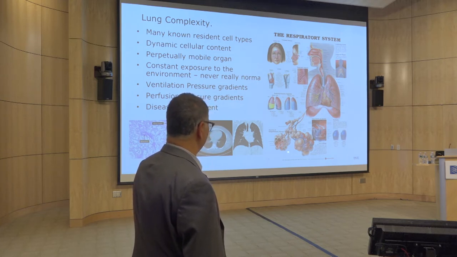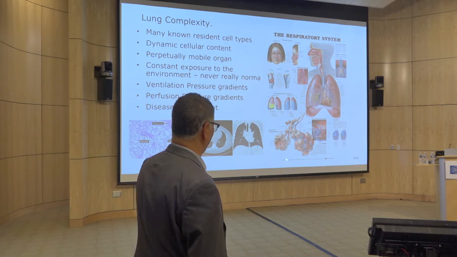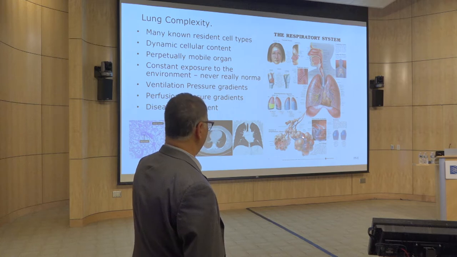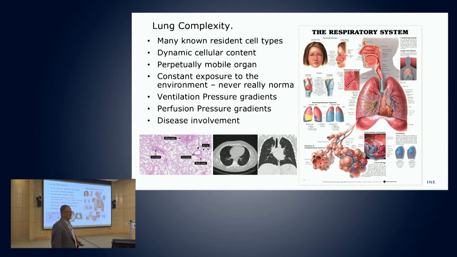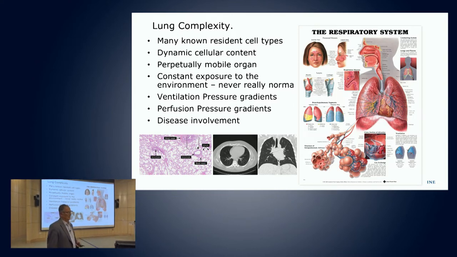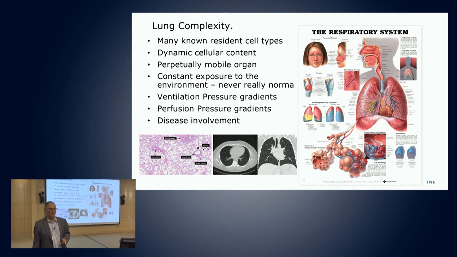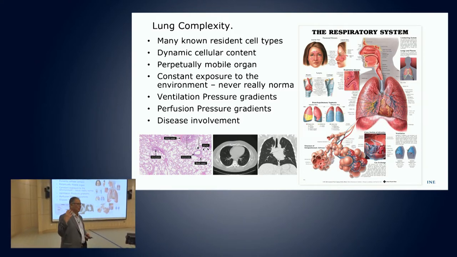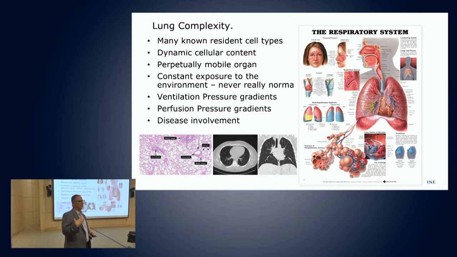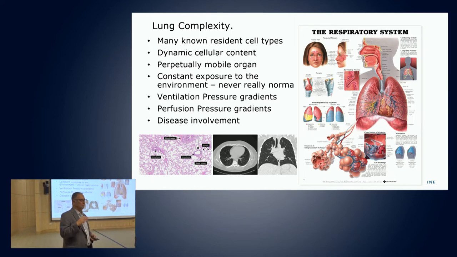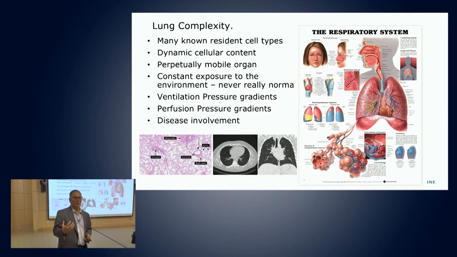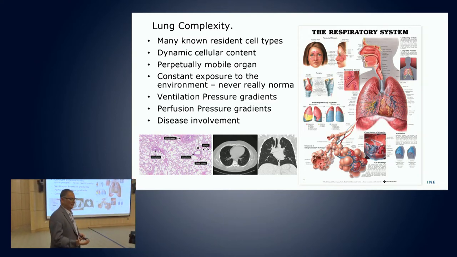So the lung is actually built for one thing, which is to do gas exchange. You have the tubes, the airways that lead to it, you have the alveoli, and you have this very complex network of capillaries and endothelial cells. There are many known resident cell types in the lung. There's an argument if this is 30 or 40. The other thing is the lung changes its cellular content very quickly. So for instance, when we sample the lung, we may change the cellular content of the lung.